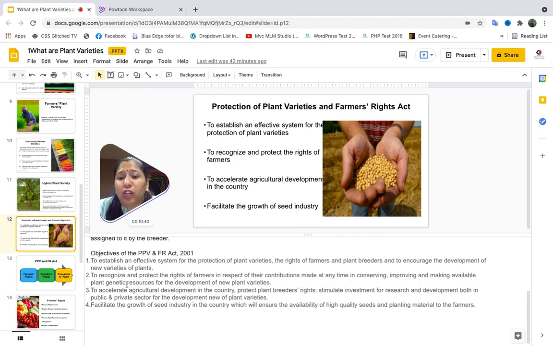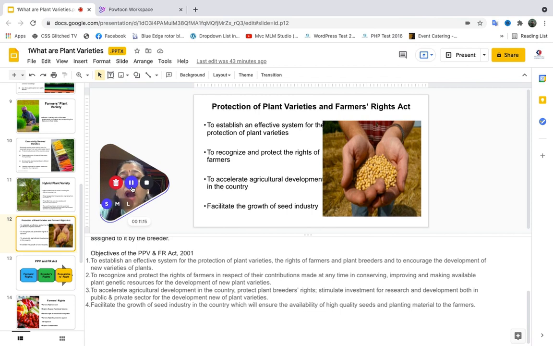The second objective is to recognize and protect the rights of farmers in respect of their contribution. See, farmers make a lot of efforts in their field. A lot of breeding work, a lot of crossing work is done in the field so that a new variety can come up. So farmers are making an effort, and their contribution is to be acknowledged. One of the objectives of this act was to recognize and protect the rights of farmers.